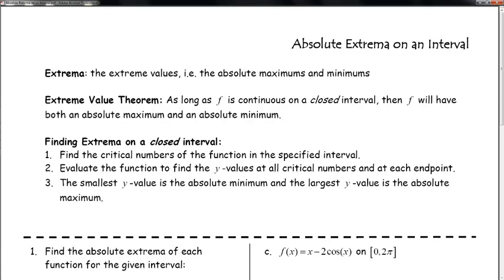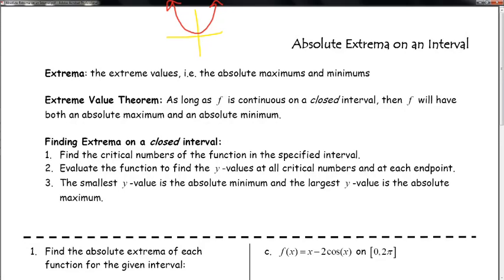Alright, tonight we're going to talk about absolute extrema on an interval. Extrema means extreme values, the absolute maximums and minimums. So at this point we're going to talk about when we can truncate our equation or our graph. For example, a parabola might have an absolute minimum, such as y equals x squared has an absolute minimum at (0, 0). And so that's what we're going to be talking about today.